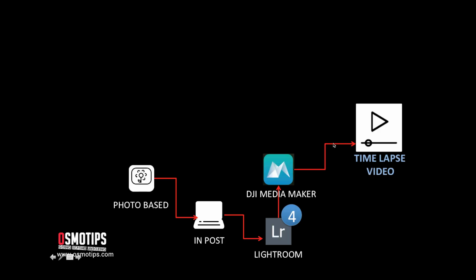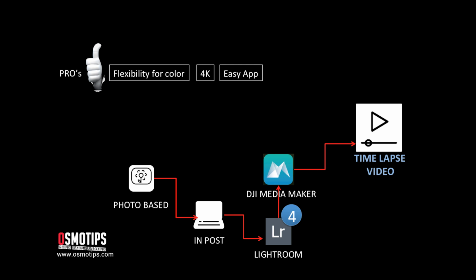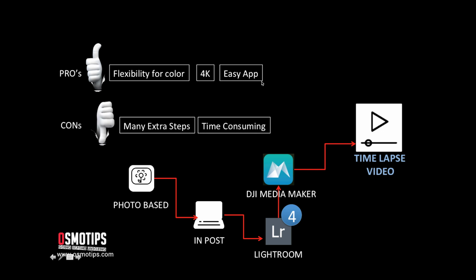So that's number 3. Number 4, where you take in the images first through Lightroom and then through the DJI Media Maker to create your time lapse. So the pros here, there's a lot of flexibility for color grading. I mean, Lightroom and Photoshop, that software is really for image processing. So you can really stretch your images to whatever you want to create 4K images. Again, it uses that very easy app. Downfall is there's many steps, as you saw me go through it. It's time consuming. So if you've got the time, great. If you don't have the time, maybe this method won't suit you.